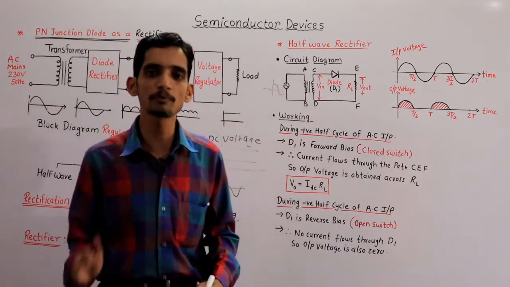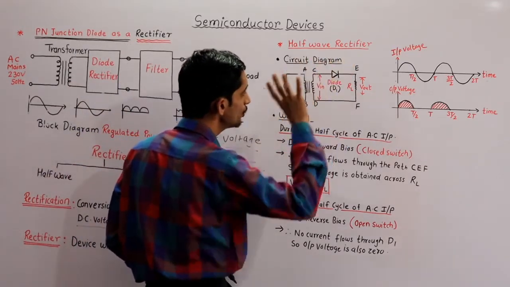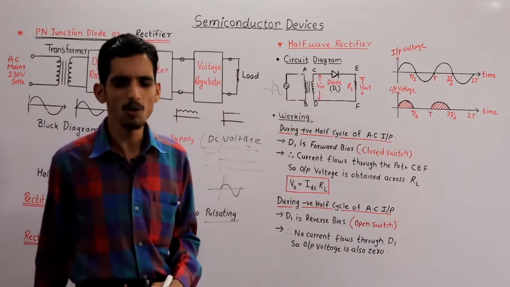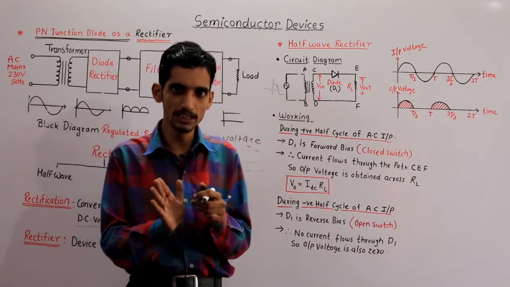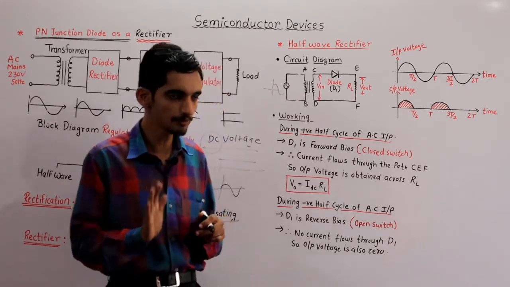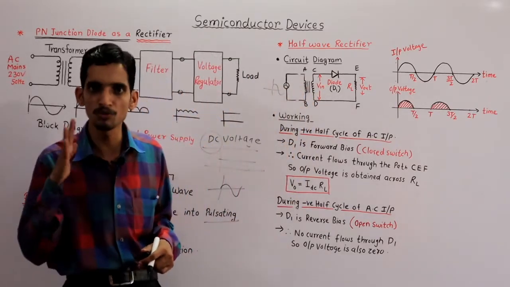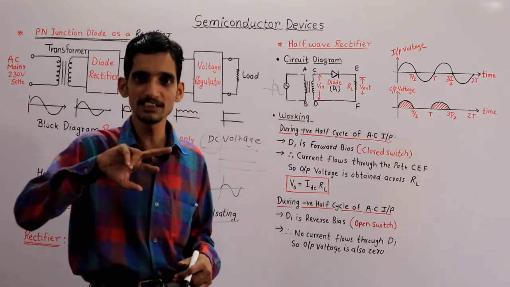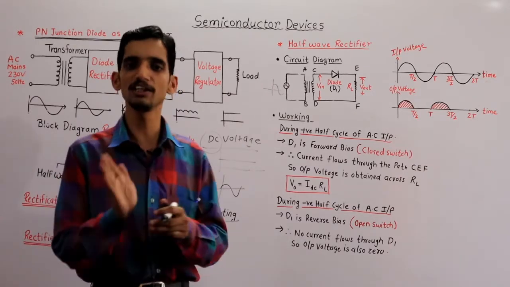So what is the function of transformer? Transformer will convert one AC voltage into another AC voltage, but with decrease or increase in strength. Whenever transformer converts 230 volt into 1000 volt, that is a step up transformer. And if transformer is converting 230 volt into 12 volt, it is a step down transformer. So transformer converts only AC to AC, but with different magnitude. It means it is converting AC voltage into AC voltage.